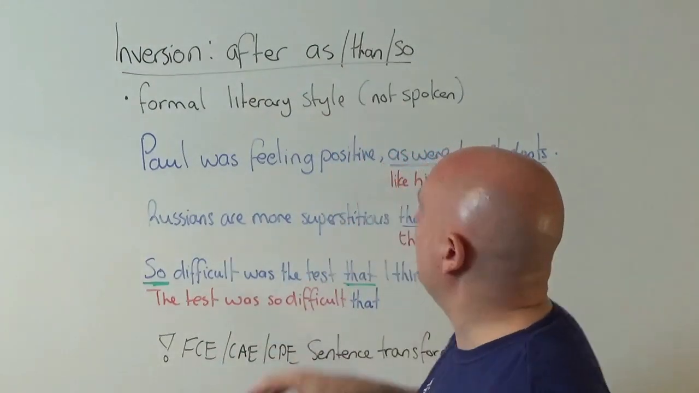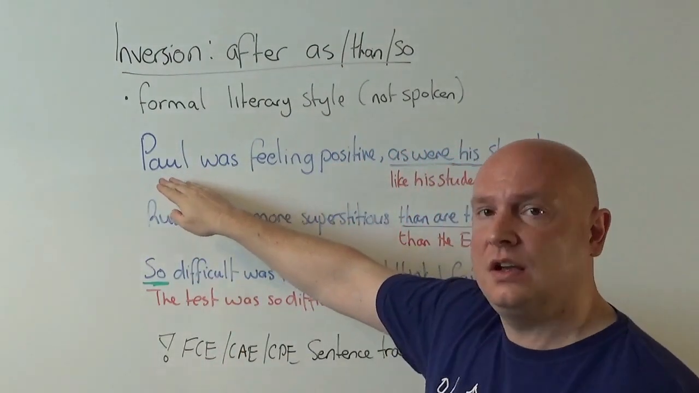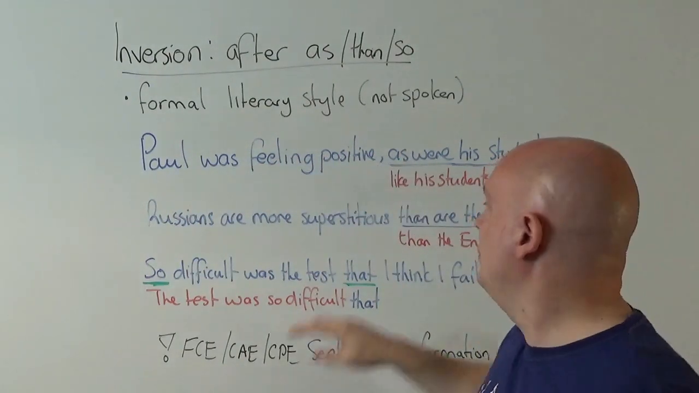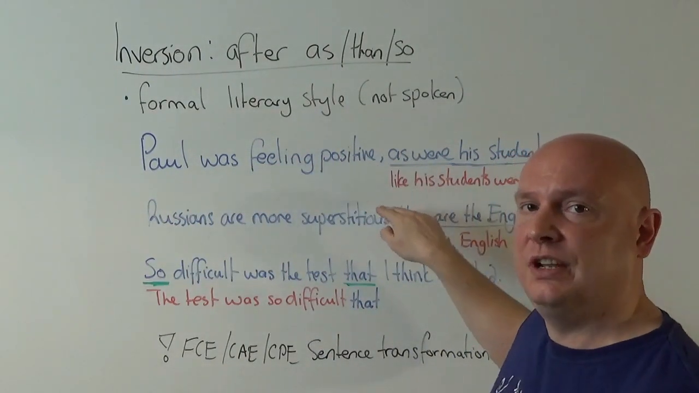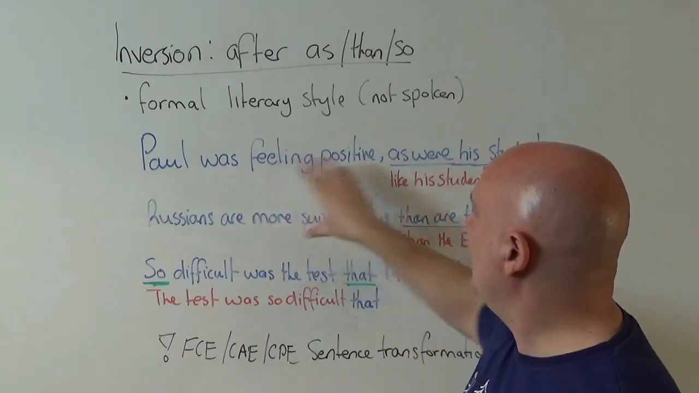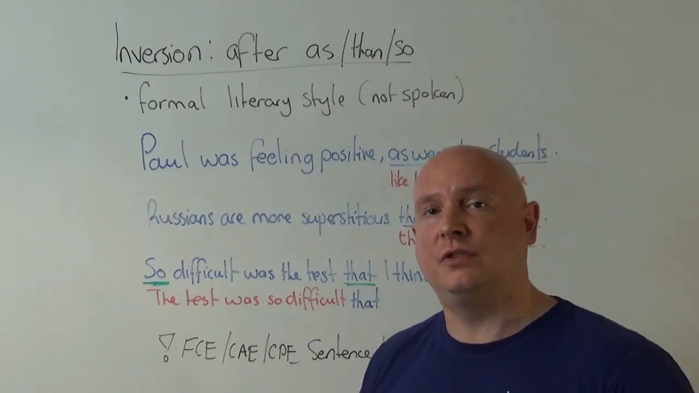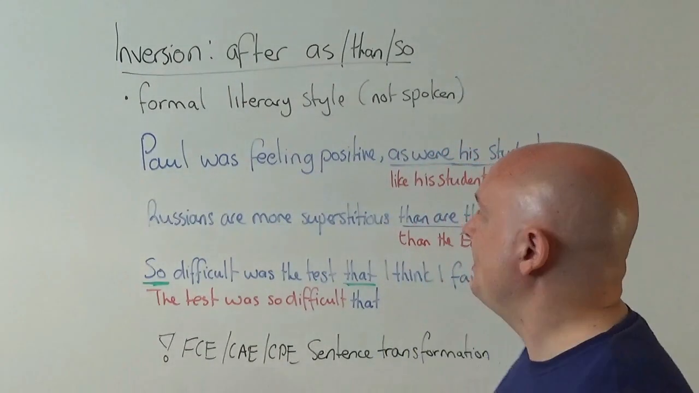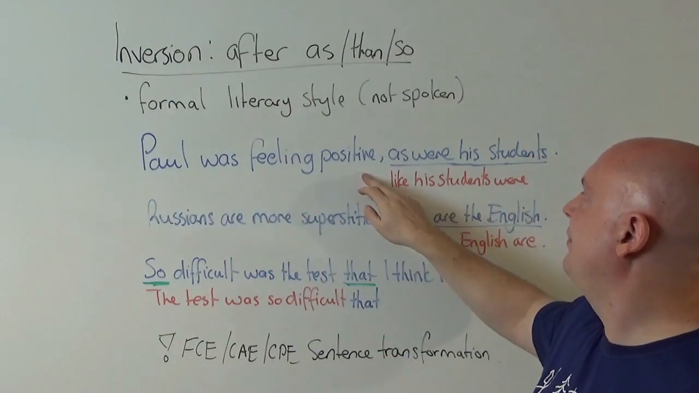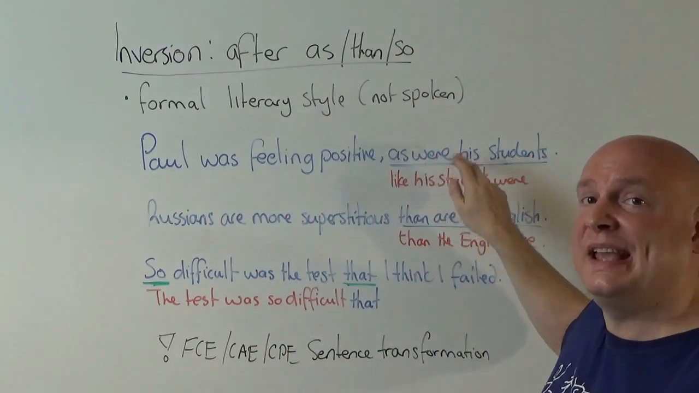Here what I have done, I have got the formal inverted forms in blue, and I've given you some more natural alternatives in red to inversion. Okay. Now these examples here are not spoken, they are written. The first one we have, Paul was feeling positive, as were his students.